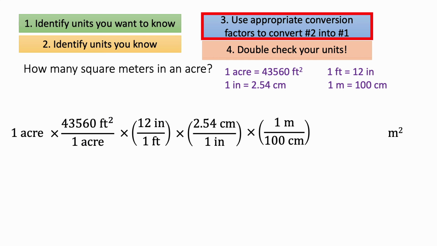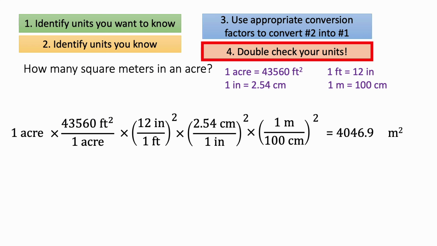But that is not going to give us the units that we need, because what these are telling us is how many inches in a foot, but not how many inches there are in a square foot. So what I'm going to do right now is go through and square this. I'm going to square that. I'm going to square that. And I'll show you why in a little bit when we check our units. So if you do the math, you come up with 4,046.9 square meters in an acre.